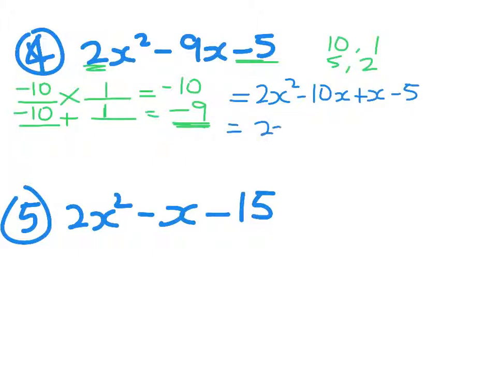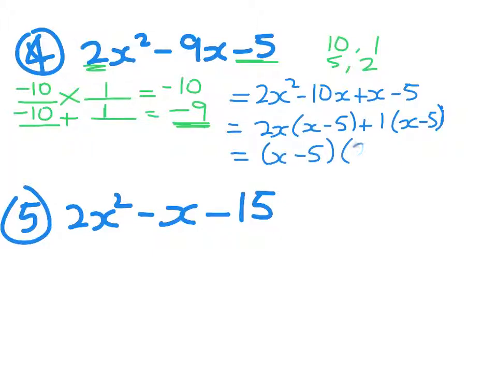And we'll get 2x times x minus 5 plus, well, I can see the x minus 5. Oh, don't want the lightsaber today, that's for my juniors. Right, there we are. There's the bracket, and there's a 1 there, which we'll put in. So my common factor is x minus 5 times 2x plus 1. Last one, 2x squared minus x minus 15.